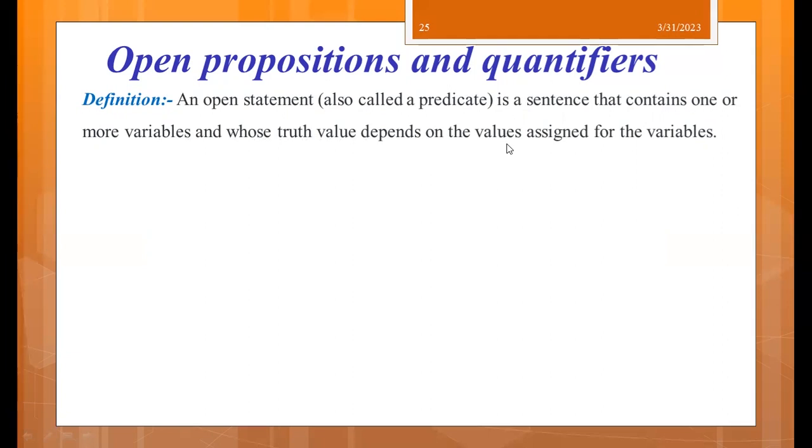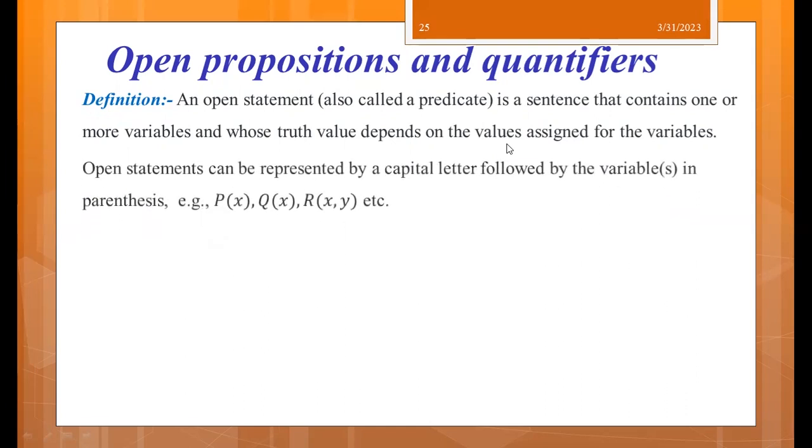The truth value of the open statement depends on the value that can replace the given variable. Notationally, open statements can be represented by capital letters followed by the variable or variables involved, like P of x, Q of x, and R of x, y if it involves two variables. As an example, here we have "x is a month before September."